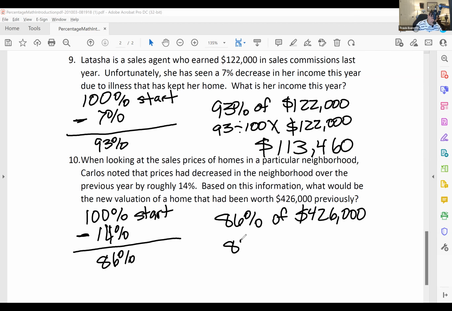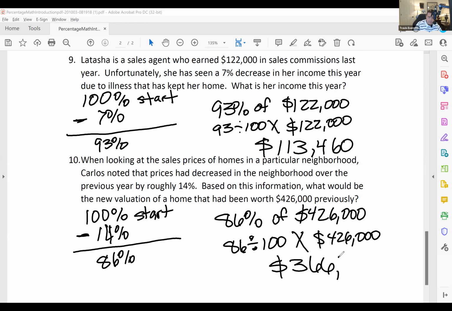Well, that's 86 divided by 100. Of is multiply, and our starting point was the 426. So we're ready for math. 86 divided by 100 times 426,000. That is a new value. That house has come down to $366,360 this year from last year. Somebody's not going to be happy. I'd be a little bit upset on that one.